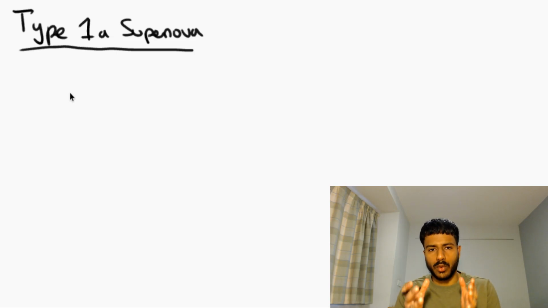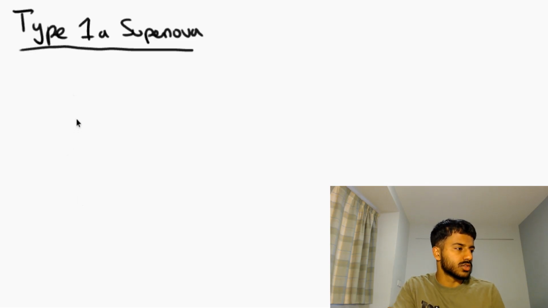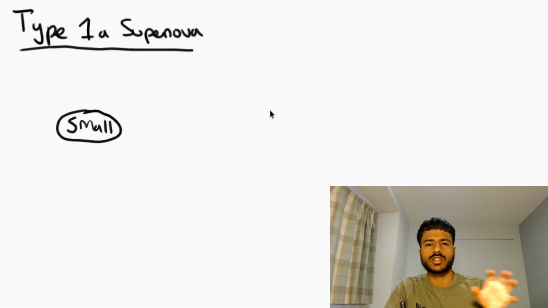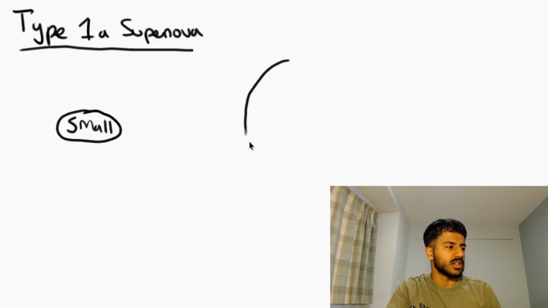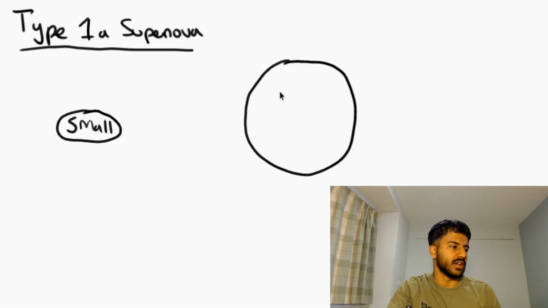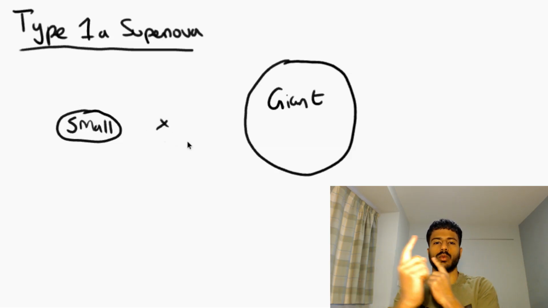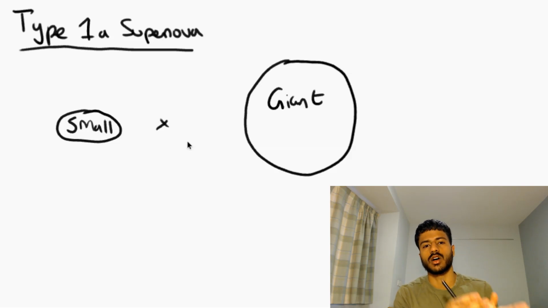Now, how does this type 1a supernova occur? Well, it starts off with a small star. And this kind of small star can be noted as something called a white dwarf. And this small star and this giant star that we're going to have here, they are going to be orbiting around each other, around some common points. So these stars are going to be orbiting around each other. This here is known as a binary star system.